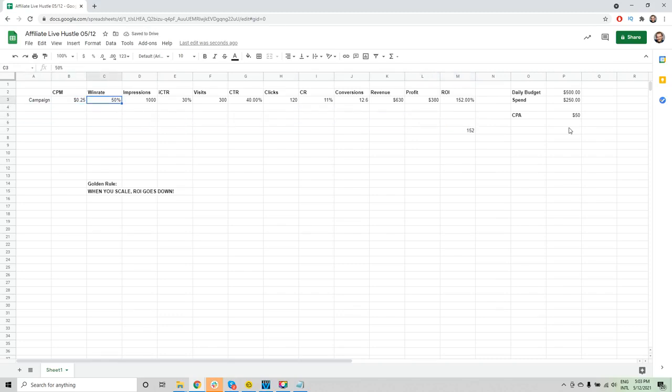I'm gonna write that down real quick, and let's write down the profit as well. Okay, we're gonna increase the CPM. So we are gonna go to, let's keep 10 to 20%, right? So let's do 10% first. There we go. And now our ROI has already decreased to 129%.